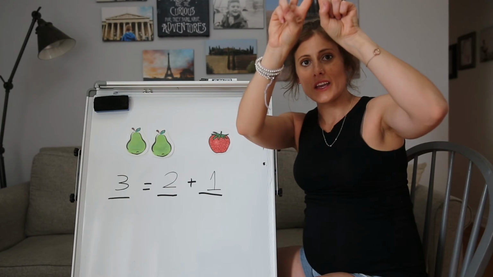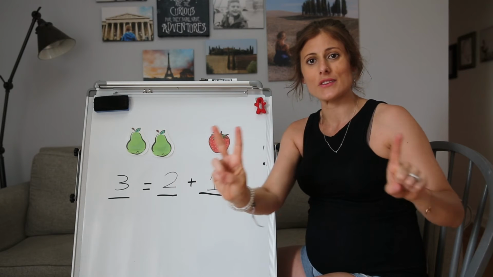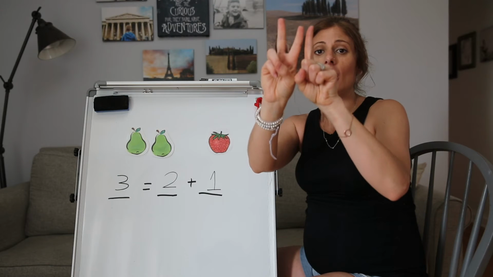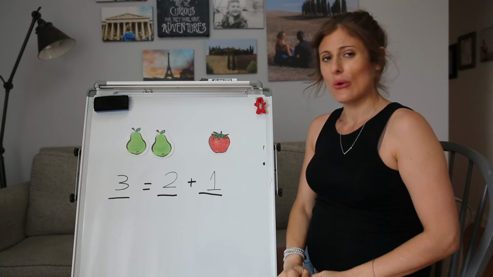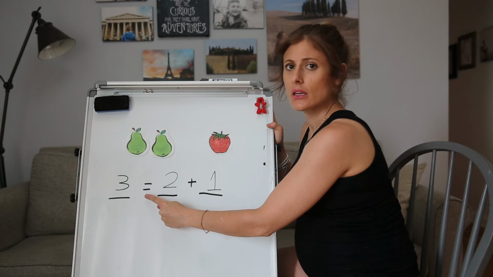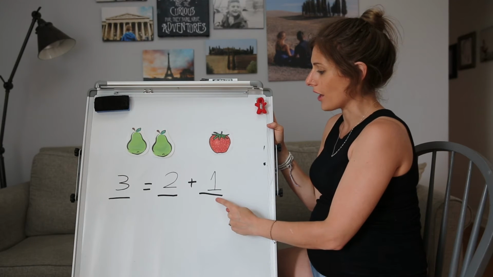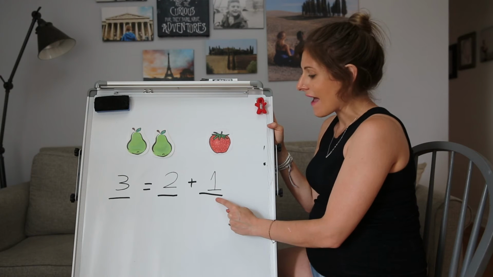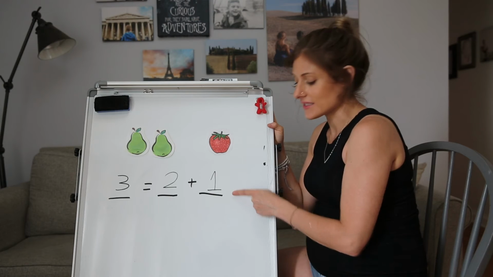I took the 3 and I broke it down into 2 smaller parts. And if I add them together, I get 3 again. Cool. I'm going to read this one more time. 3 equals 2 plus 1. But let's not stop there. I think that there's another way that I could write this same sentence.